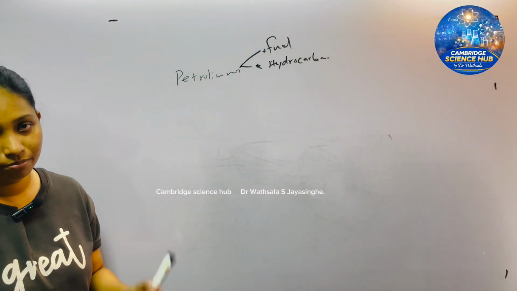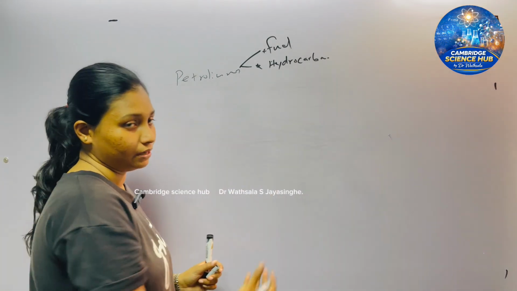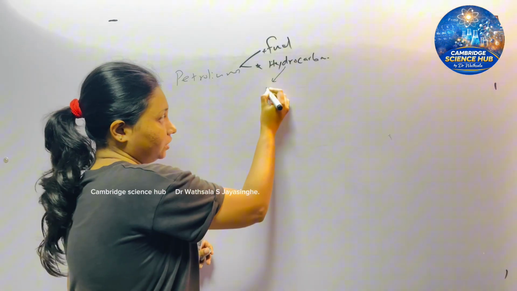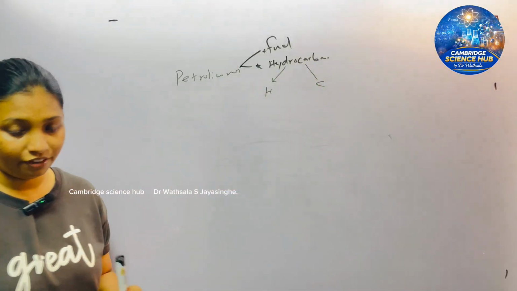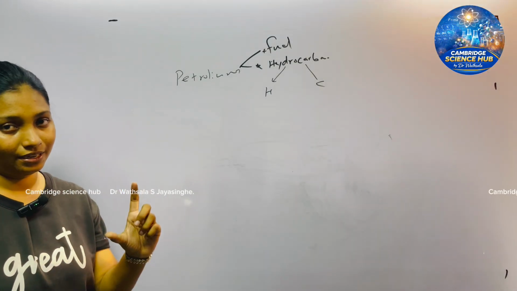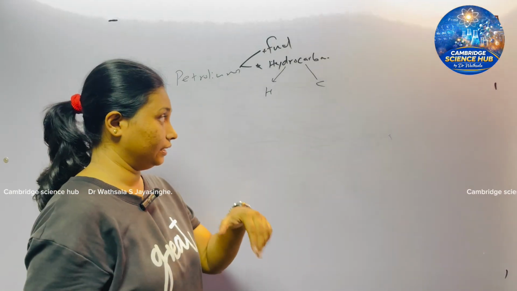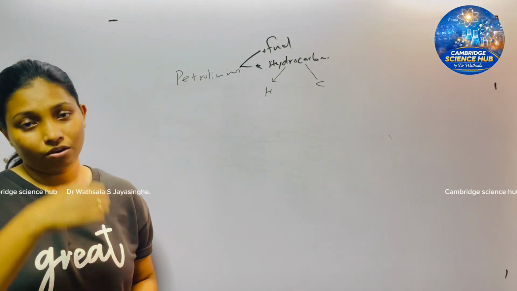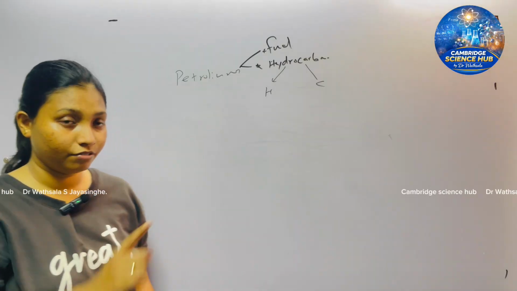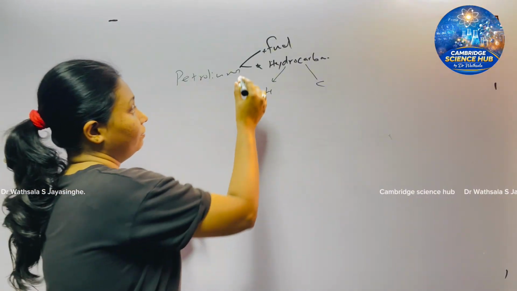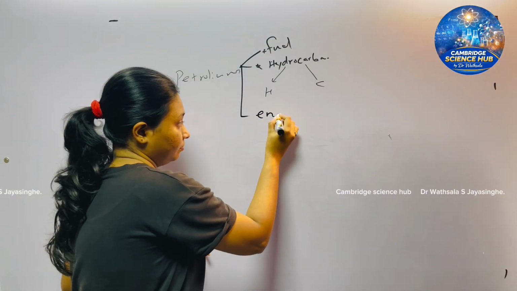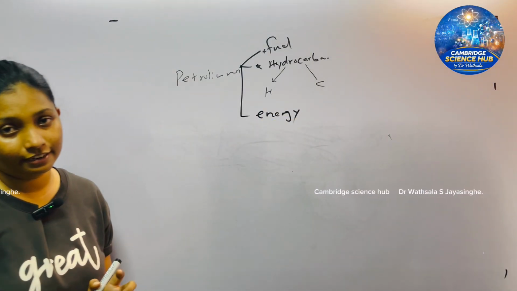Already in the periodic table chapter, we discussed the symbols of the elements. Hydro means hydrogen, carbon means carbon. So if any compound contains carbon and hydrogen, that can be called a hydrocarbon. So petroleum is a mixture of hydrocarbons. That one you have to keep in mind. And also when you learn about petroleum, by burning them we can get energy. That is the next point.